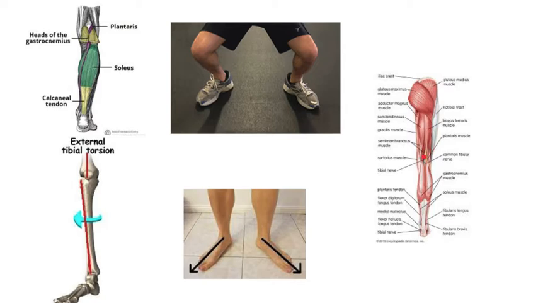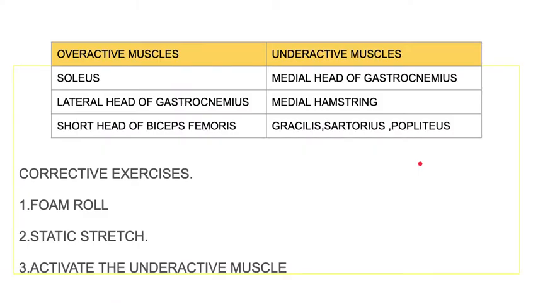The underactive muscles are the medial head of the gastrocnemius and the medial hamstring complex. These two muscles are the internal rotators of the tibia. Along with this, you have three other muscles: the gracilis, sartorius, and popliteus. Remember, the sartorius is the longest muscle in the body. So I'll repeat it again. The overactive muscles are the soleus, lateral head of the gastrocnemius, and short head of the biceps femoris. The underactive muscles are the medial head of the gastrocnemius, medial hamstring, gracilis, sartorius, and popliteus.